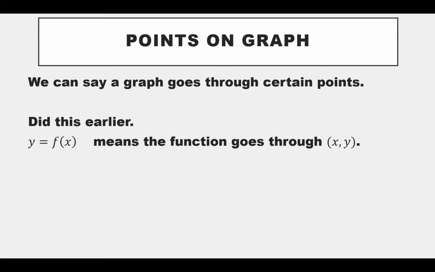So one way to talk about a graph is to give a bunch of points that are on that graph. We did this in a previous video. Our y value is the output f of x. Whenever I plug in a certain value for x, I will get a corresponding value of y, which means that the graph of my function goes through the point x comma y.